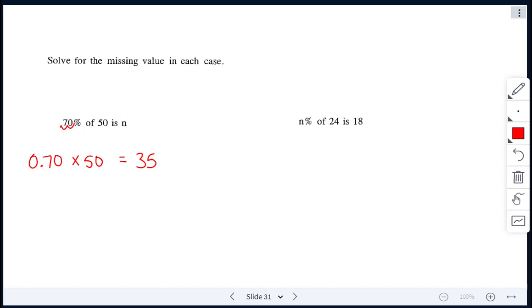Our next one here, n%. So n, we don't know, over 100 times 24 is equal to 18. When we're working with a question like this, we have to work backwards. So to solve for n, you're going to take 18, divide by 24, and then multiply by 100. Put that in your calculators. 18 divided by 24, multiply by 100, and we get our percent, 75%.